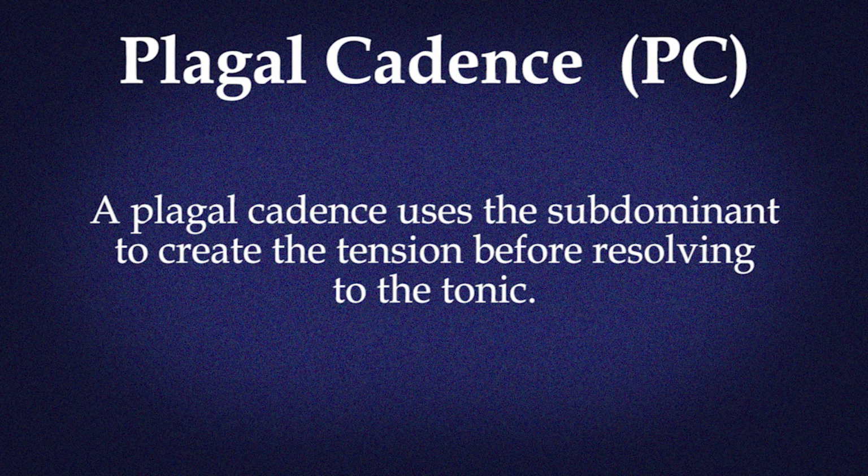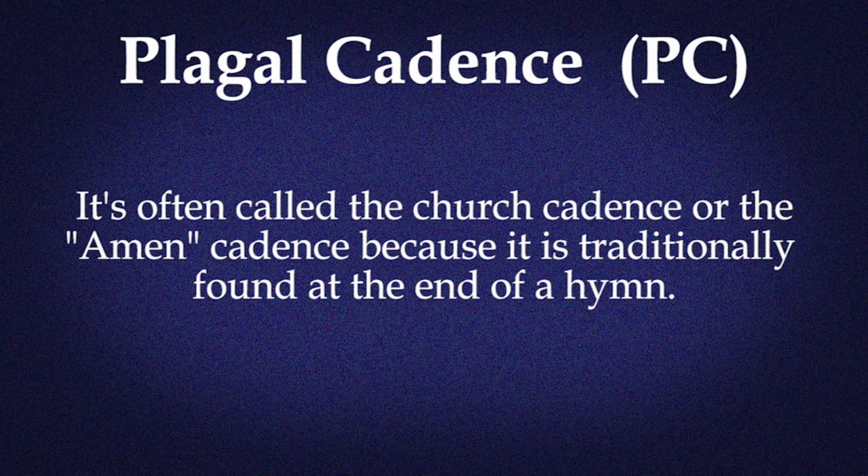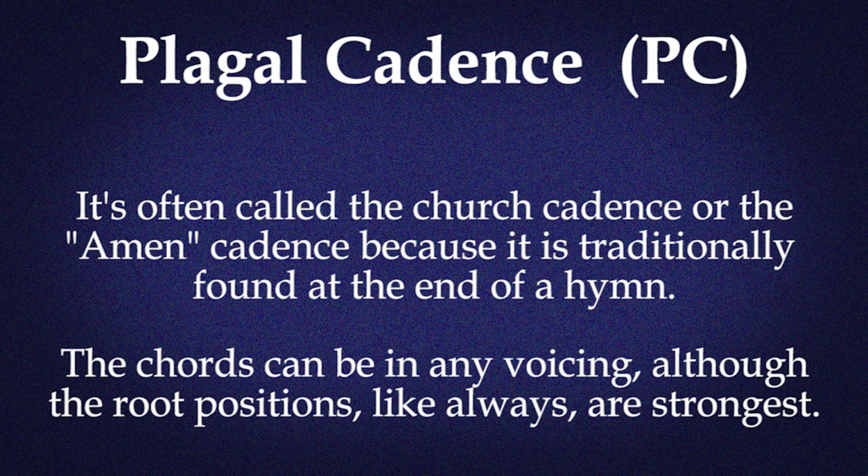A plagal cadence uses the subdominant to create the tension before resolving to the tonic. This is not as strong a cadence as the authentic, but is still very effective. It's often called the church cadence or the Amen cadence because it is traditionally found at the end of a hymn. The chords can be in any voicing, although the root positions, like always, are strongest.